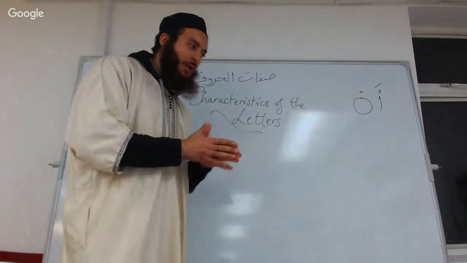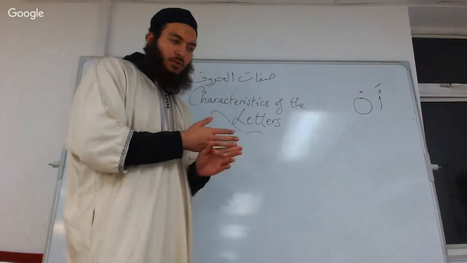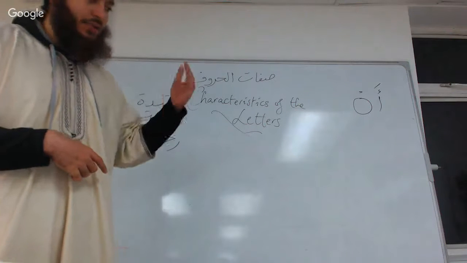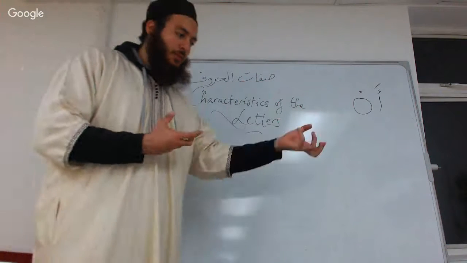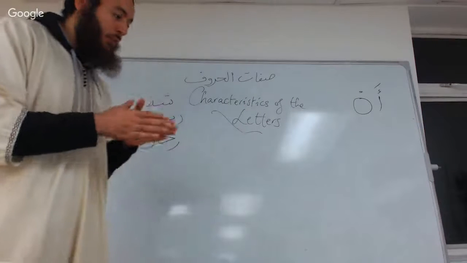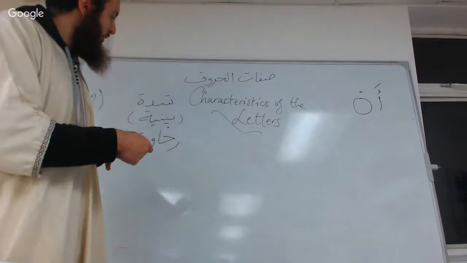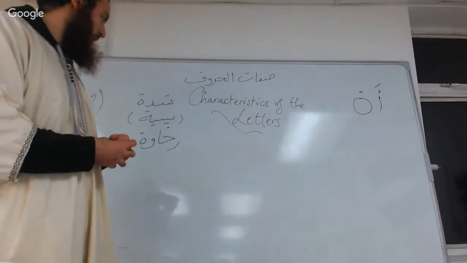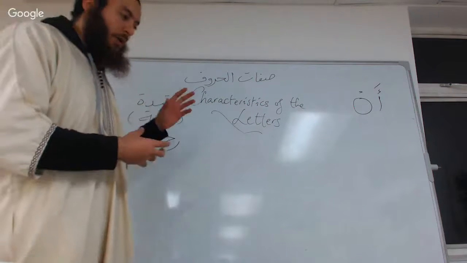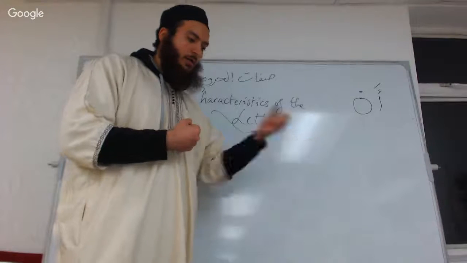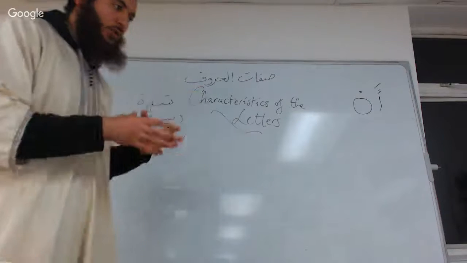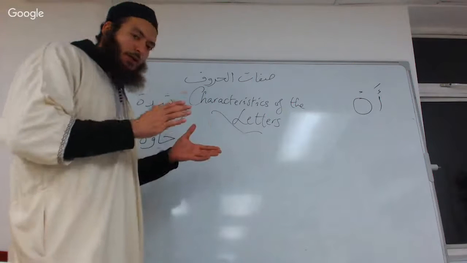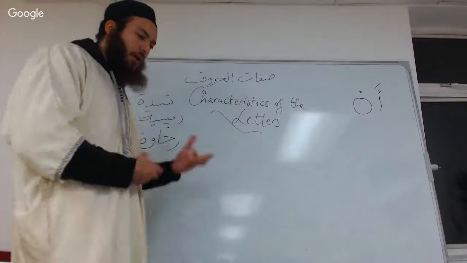So from the perspective of vocal cord activation and airiness, we can categorize letters into letters of Hams and letters of Jahr. And from the point of view of the strength of the sound and the ease of pronunciation and continuation of articulation, we can characterize the letters into Shidda, Rakhawa, and Bainiyya. And from the point of view of heaviness or full mouthness, you can categorize the letters into Isti'la and Istifal, and so on and so forth.